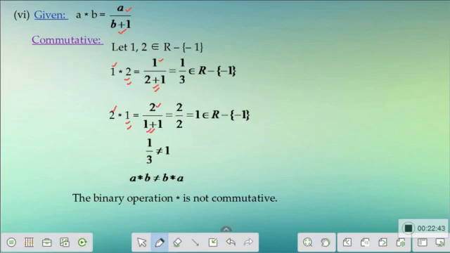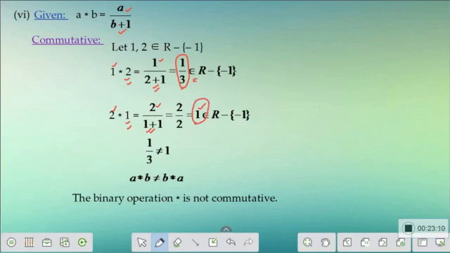So we have 2 by 1 plus 1 which simplifies to 1. This is also an element in the given set. Why are we mentioning this here? It is just to conclude whether this given binary operation is a binary operation or not. Of course, when the output is also an element of the same set that we are defining, the operation is binary. And then when you compare the output, you have 1 by 3 here, whereas here you have 1.